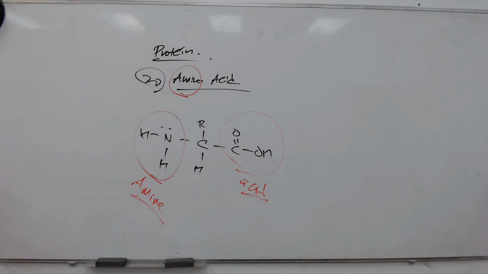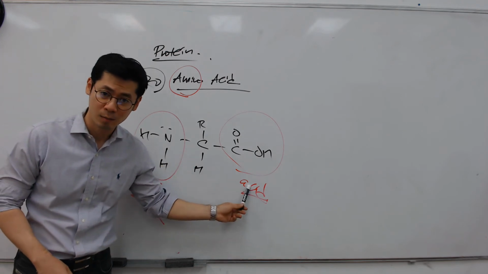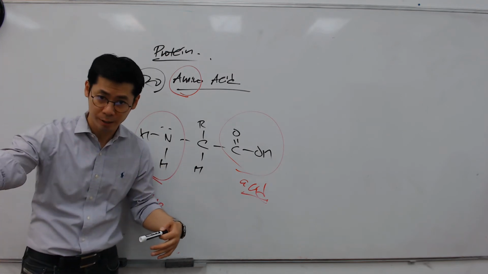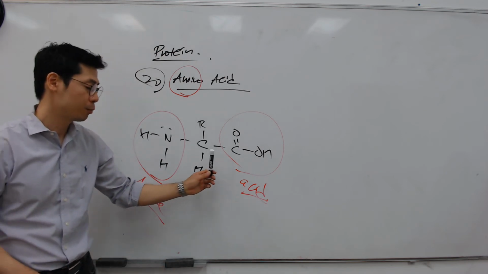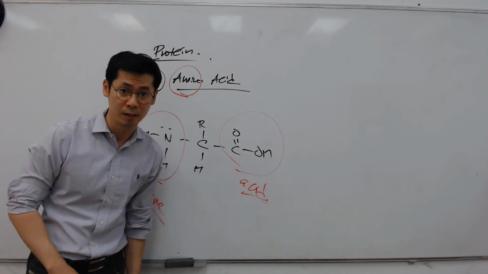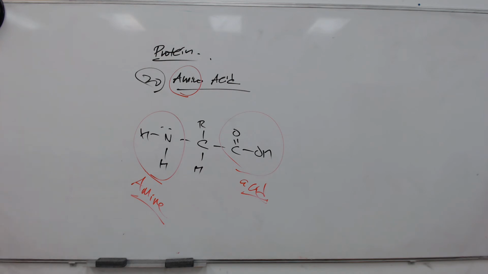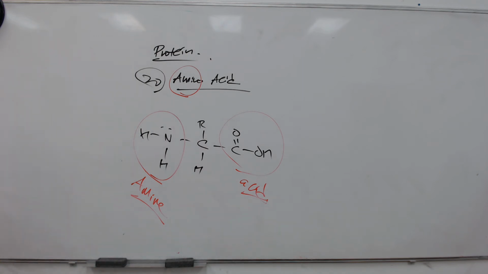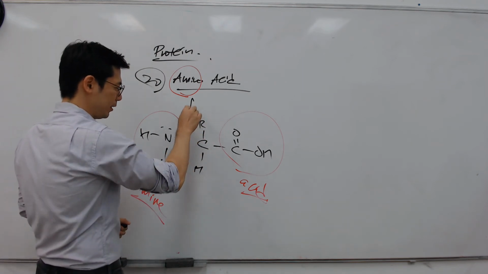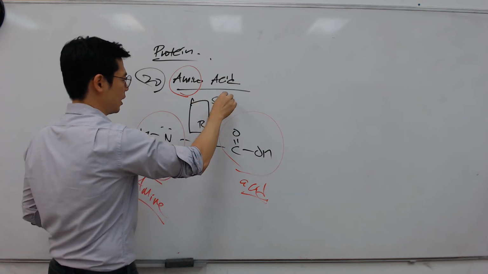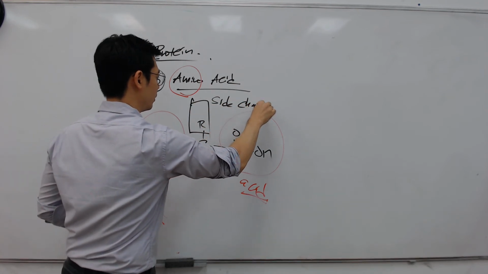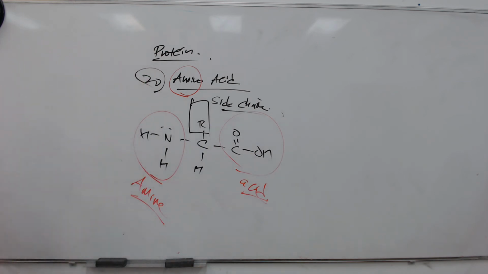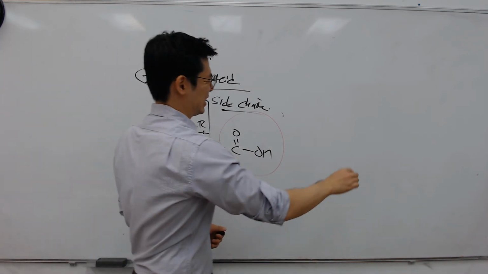Now if you look at this, guys: basic, acidic. What do we call this again? Amphiprotic. Basic, acidic. And now R, right? This one, sometimes they call this the side chain group. Side chains.